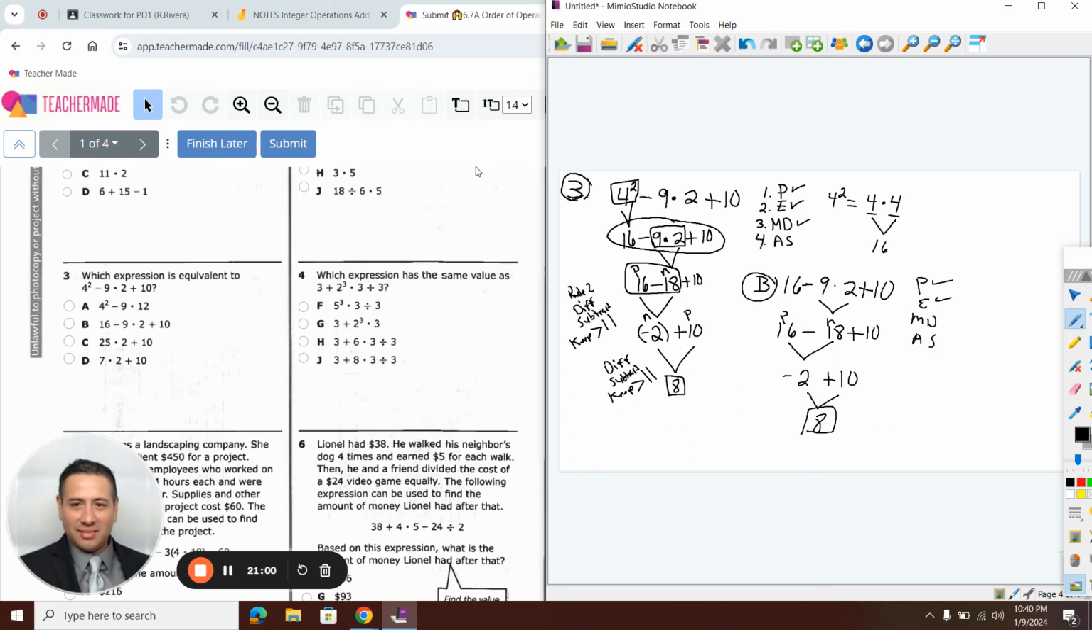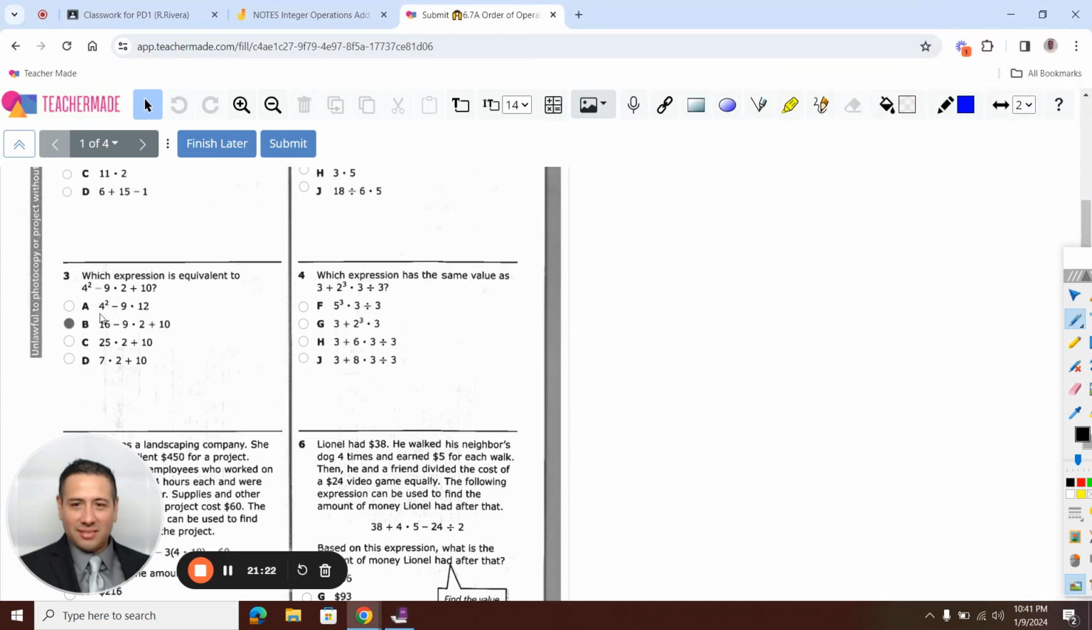So my point is this, guys. If you go step by step, 2 numbers at a time, using the order of operations, you should find the expression that's equivalent. So this could be an answer, this could be another one, this could be another one. Why? Because all these expressions at the end of the day will equal positive 8. So the answer will be B. Okay?